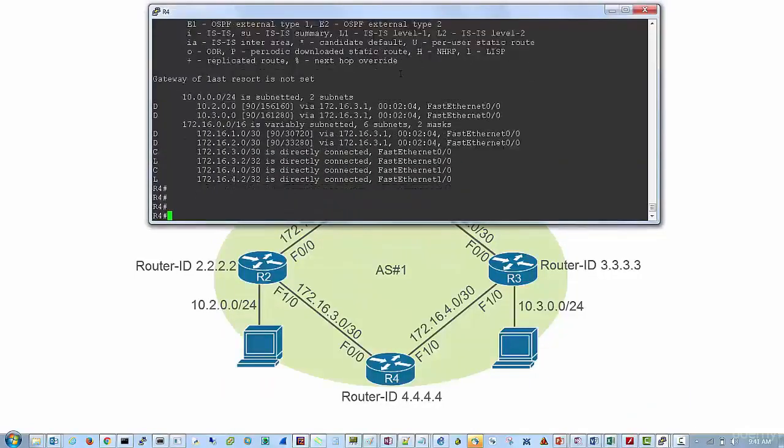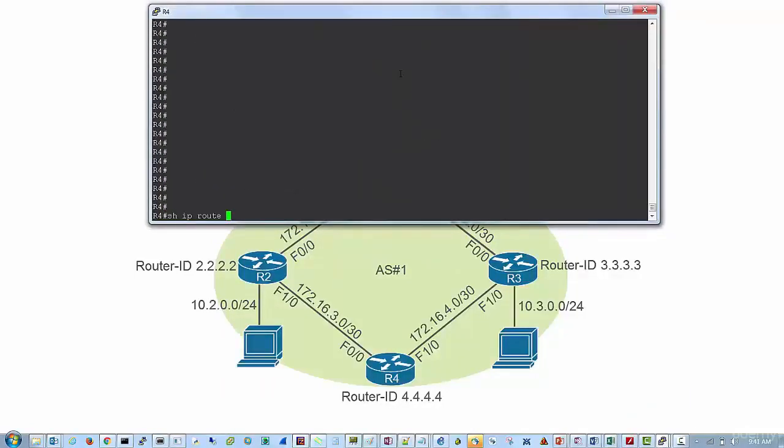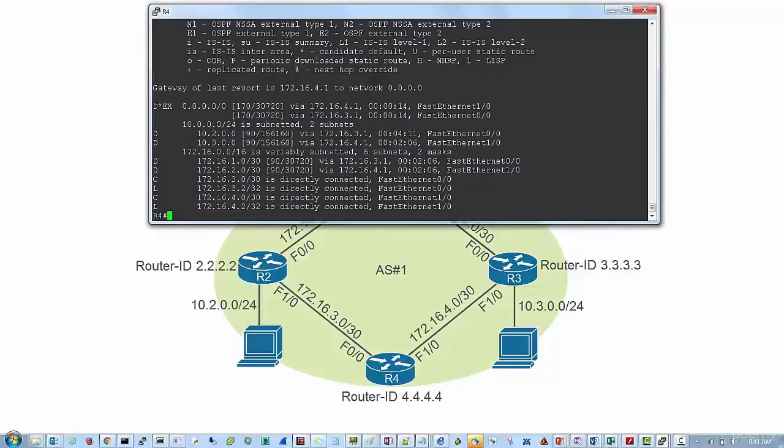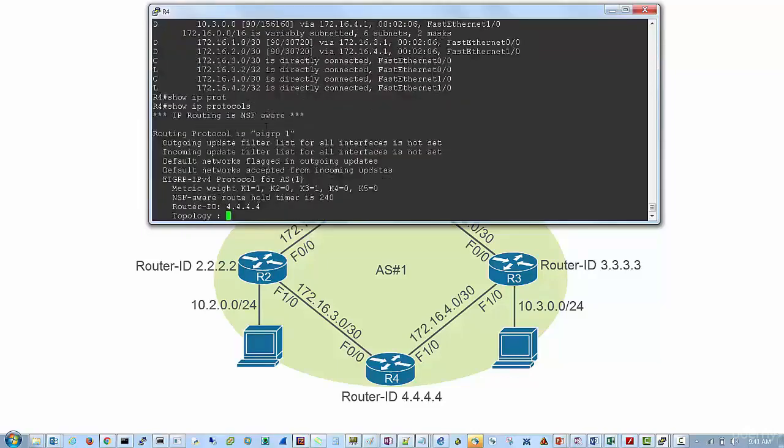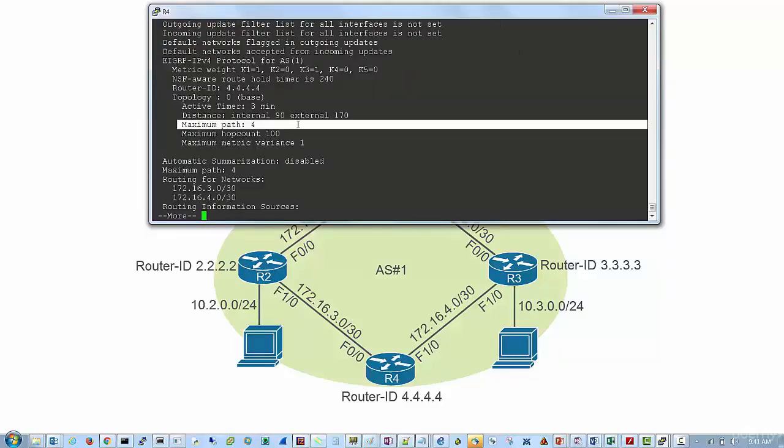So if we look in R4's routing table, we see we have two equal cost default routes in our routing table. That's because it learned the same feasible distance from R2 and R3 for that route. So if we look at the show IP protocols output, by default EIGRP has the maximum paths of 4. That means it can install 4 equal cost routes in its routing table.